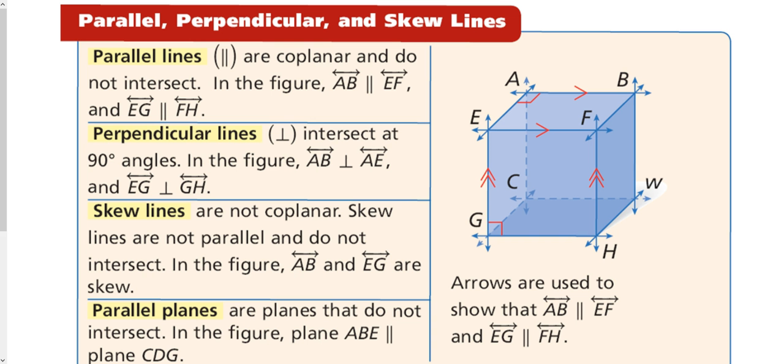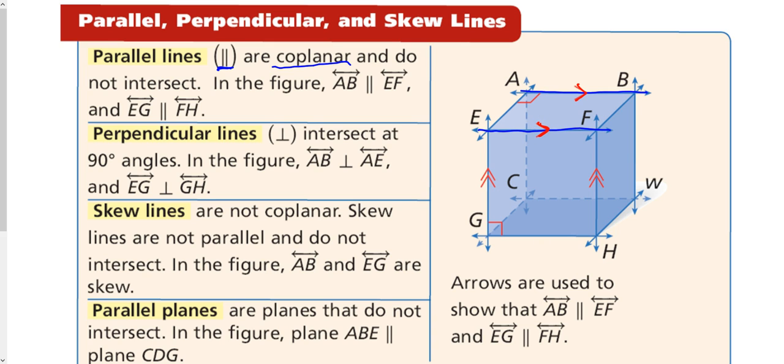So the first thing that we'll talk about is some vocabulary. Parallel lines are lines that are coplanar. Remember, coplanar means lying in the same plane, and do not intersect. We will use this symbol here, the two vertical lines, to indicate parallel. In the picture you can see that line AB and line EF are parallel to each other, and we indicate that with the red arrows. So we put a single red arrow on this one and a single red arrow on this one.